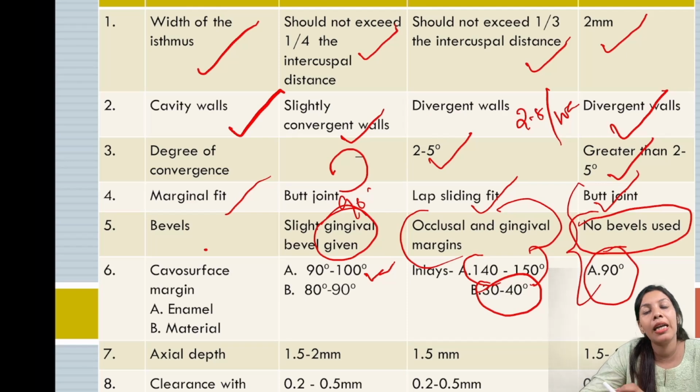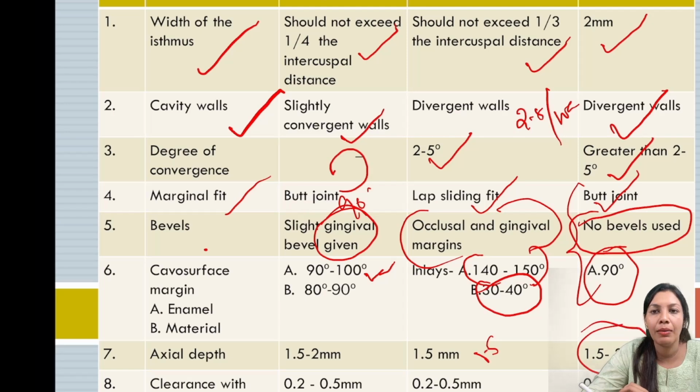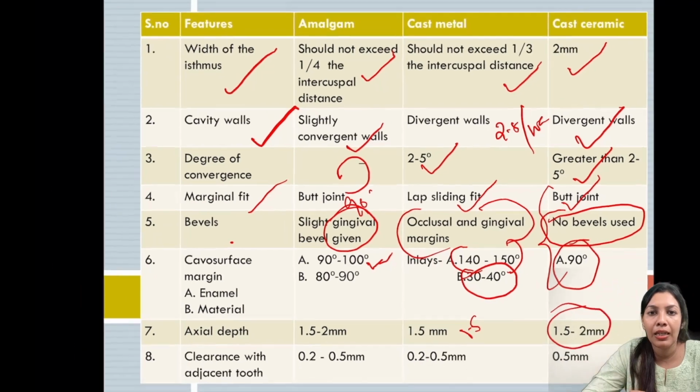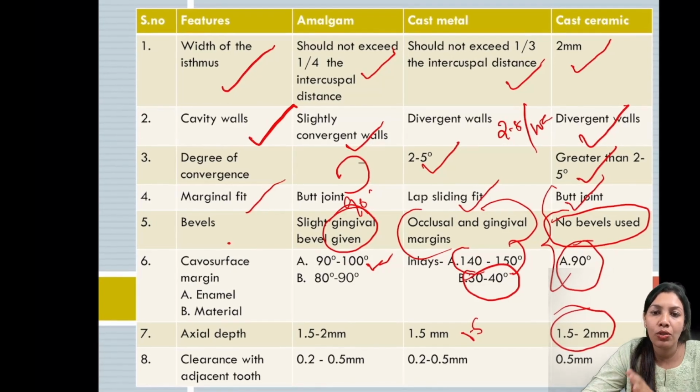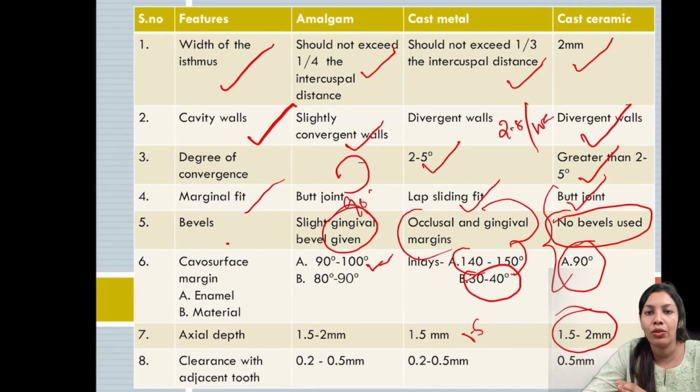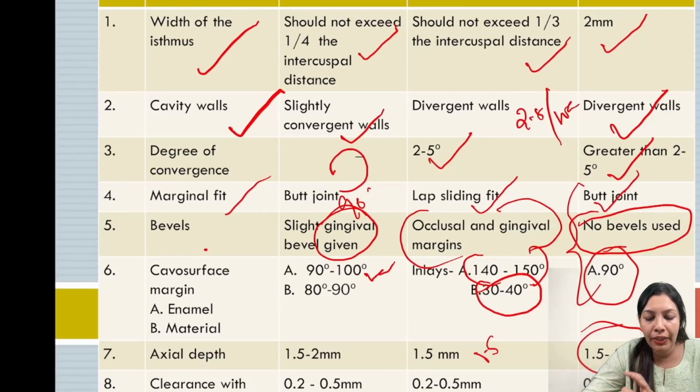Axial depth in the case of amalgam is 1.5 to 2, while in the case of cast metal it is 1.5. Cast ceramic is similar to that of amalgam, 1.5 to 2. Clearance with the nearby tooth is, for amalgam, in most cases 0.5. Cast metal also 0.5. Cast ceramic also 0.5. So if we study this chart, it is very easy because most of the questions are asked from amalgam, cast metal and cast ceramic. Just these questions have been commonly asked.